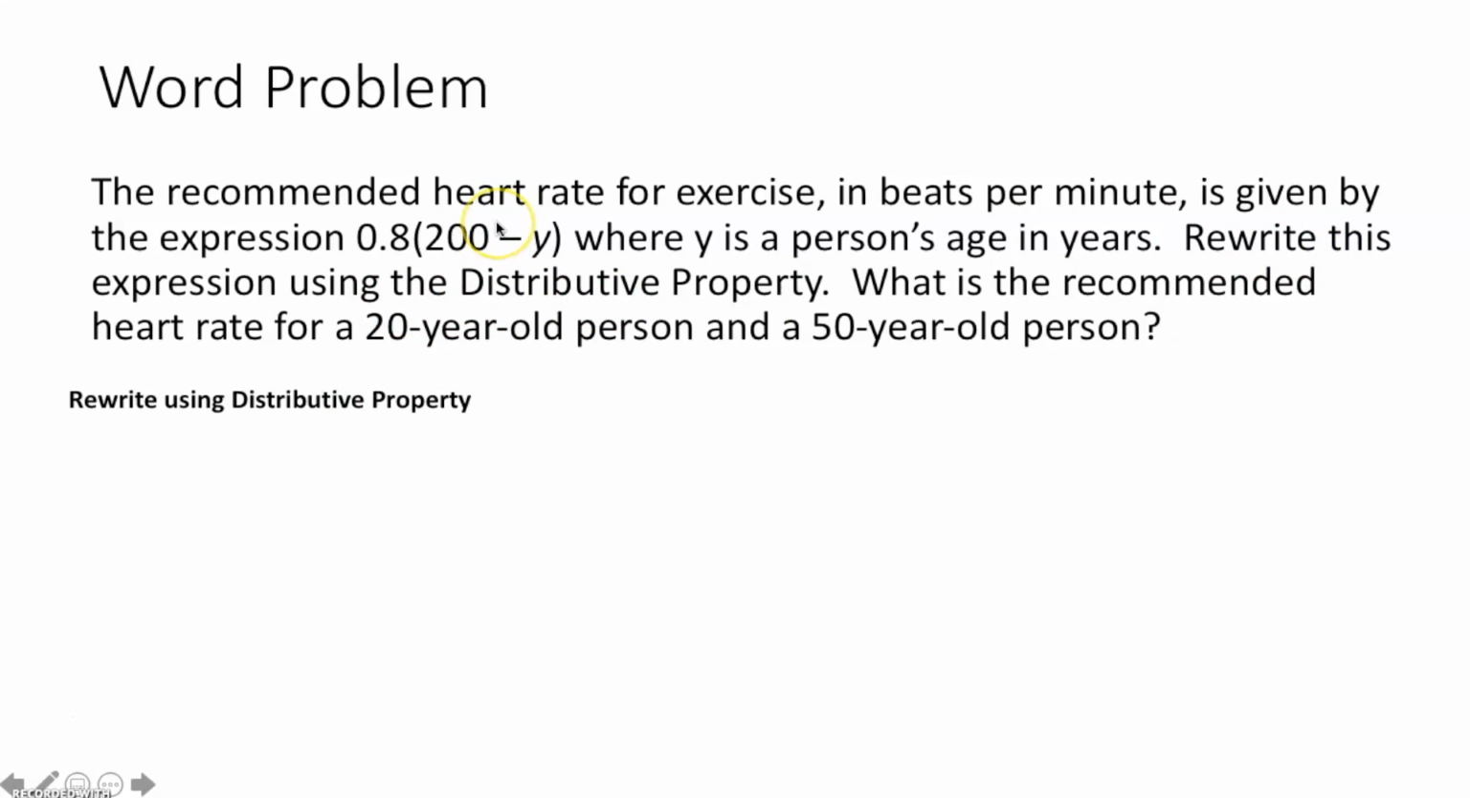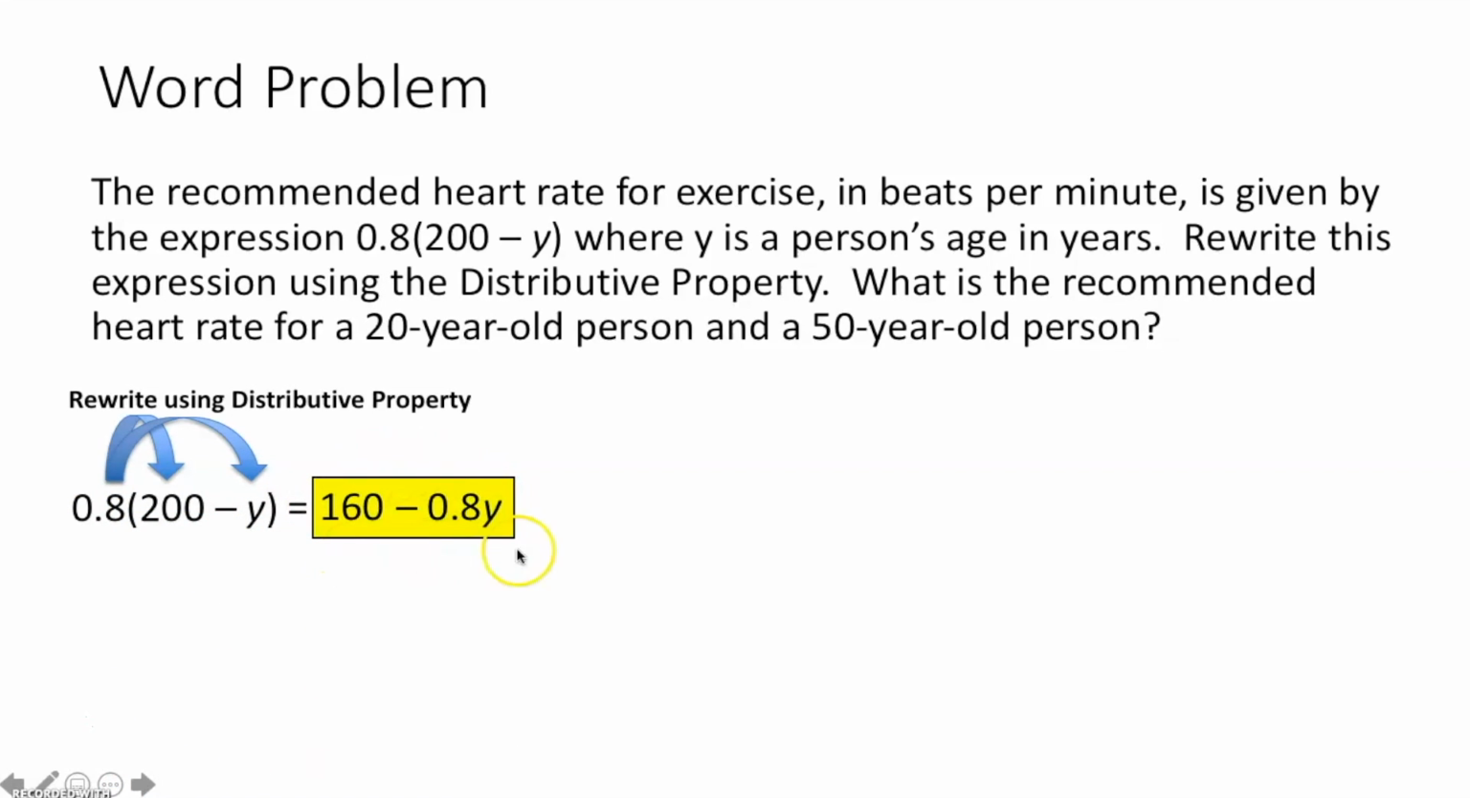So let's do that. Take our expression. We use the distributive property. 0.8 times 200 is going to give us 160, and then 0.8 times negative y is negative 0.8y. So we now have our simplified expression. We can use that to answer the next part of the question.